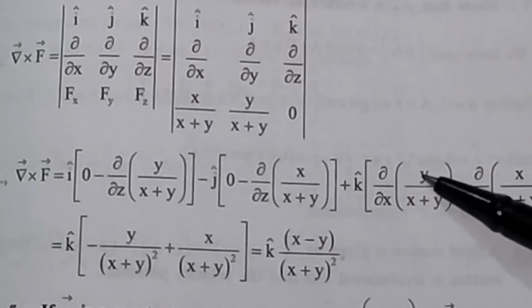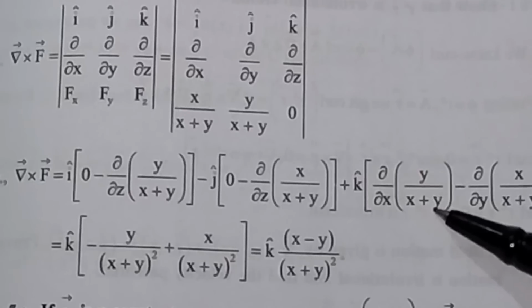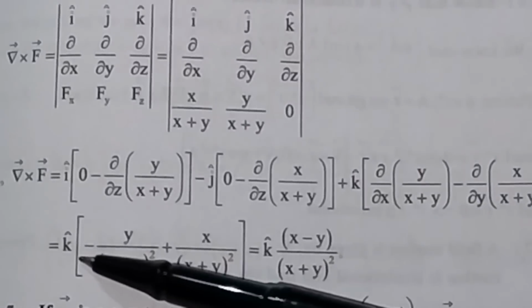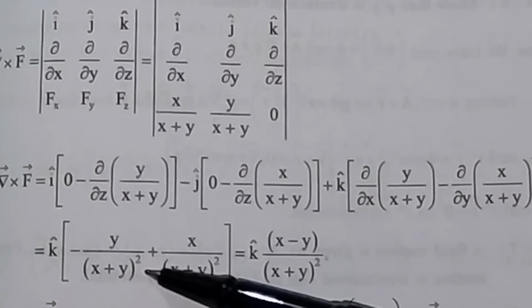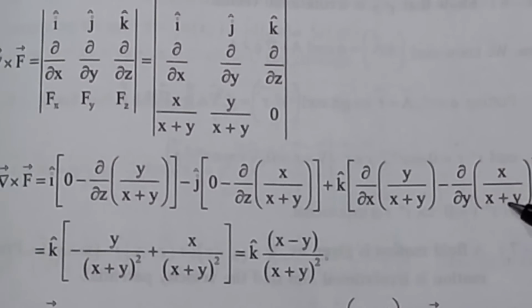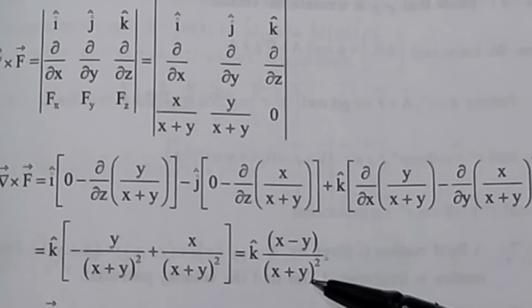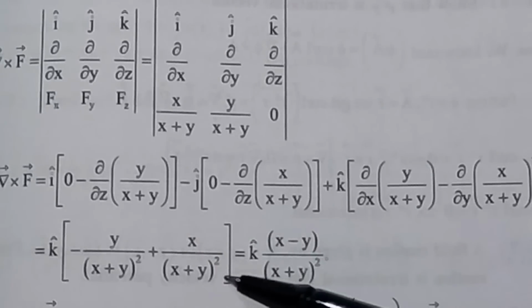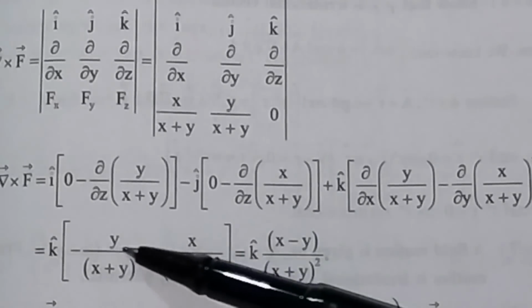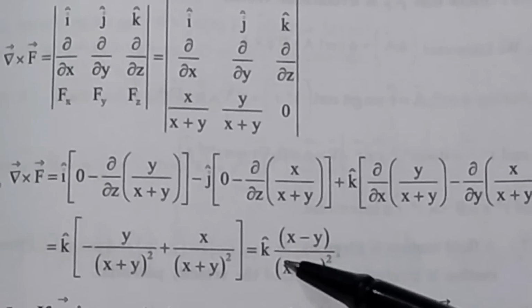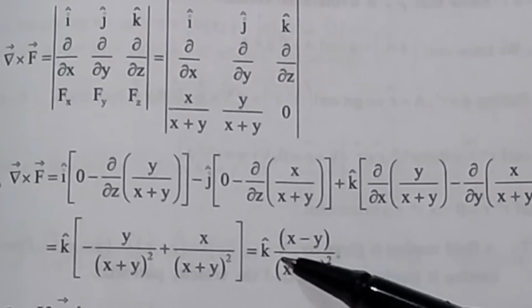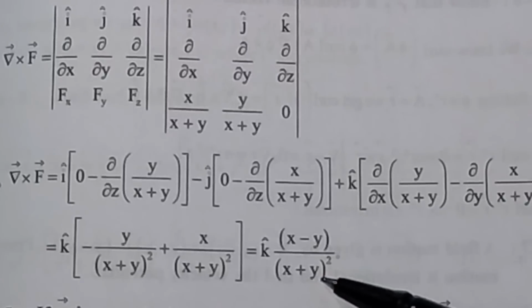So for this term, the partial derivative of y divided by (x + y), you find the derivative, it will be equal to minus y divided by (x + y) whole square, and the partial derivative of this term x divided by (x + y) with respect to y will be equal to x divided by (x + y) whole square. So if you solve it, in the LCM you have (x + y) whole square, and in the numerator you have x minus y. So the cross product will be equal to k cap (x - y) divided by (x + y) whole square.